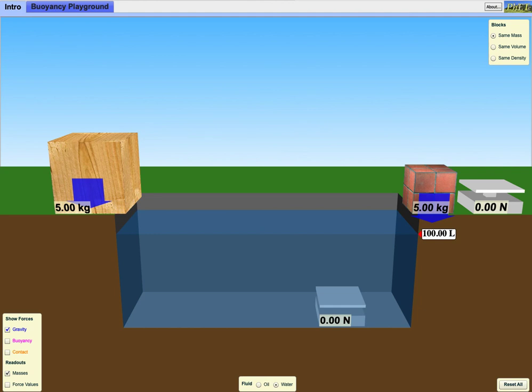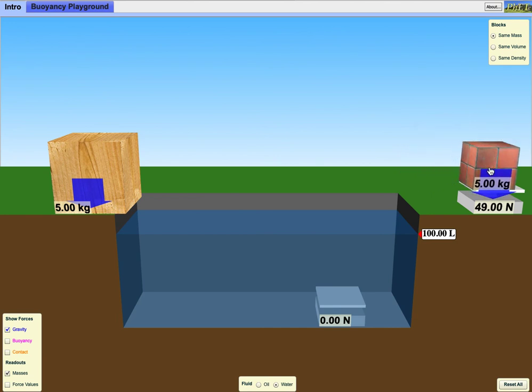This simulation is going to help us understand what a buoyant force is. So the whole idea is that here you have a piece of cement, and if you weigh it in air, it comes out to about 49 newtons. So pretty much 5 times 9.81 is going to give you 49 newtons. So that's the weight of this mass in air.